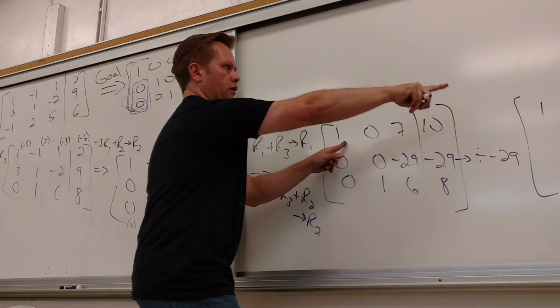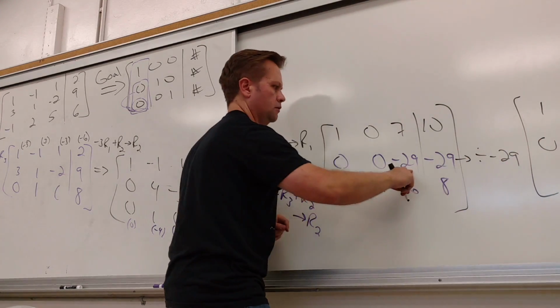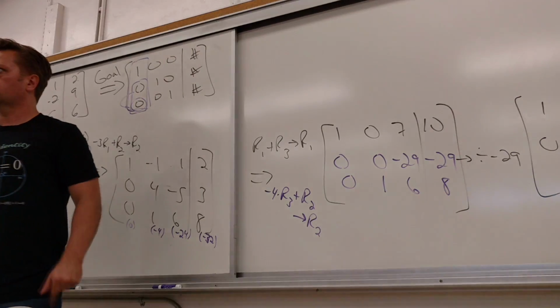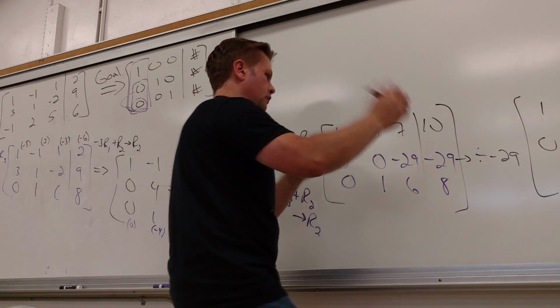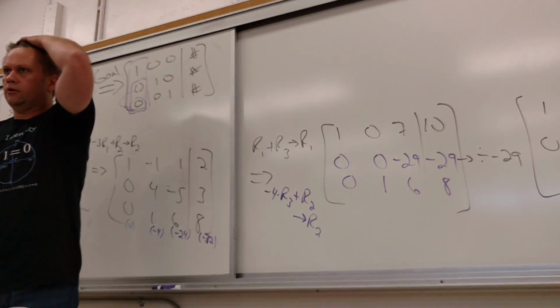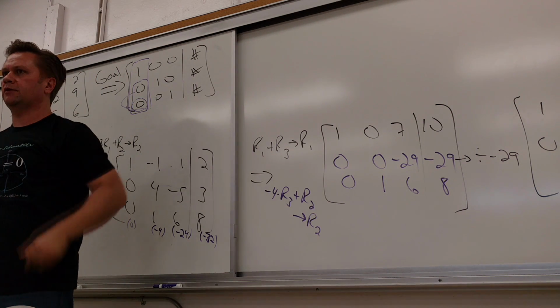All right, so I left row 1 alone. Divide this by negative 29, I get 0, 0, 1, 1. And the last, I was going to switch the 2. I know I was screwed. Forgot I was going to switch them at the same time. Oh well.